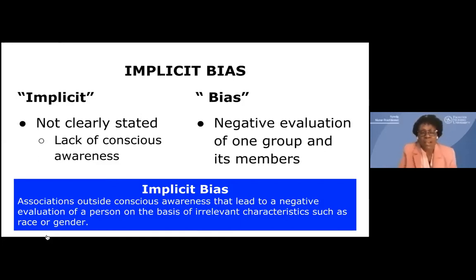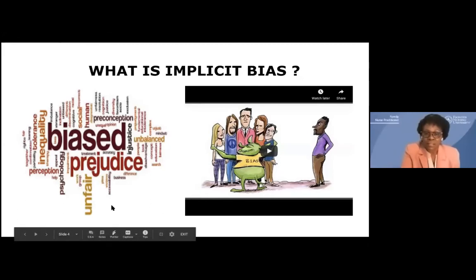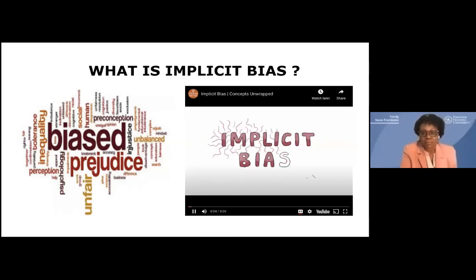So implicit bias, if you think about it again, is those associations outside of our conscious awareness that lead to a negative evaluation. And you did hear me say positive pieces, but it definitely impacts people negatively when there is a negative evaluation or a negative association based on irrelevant characteristics such as race or gender. So here I'll play a little video that explains a little bit more of what implicit bias is.